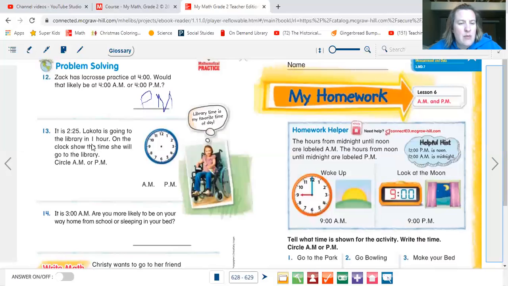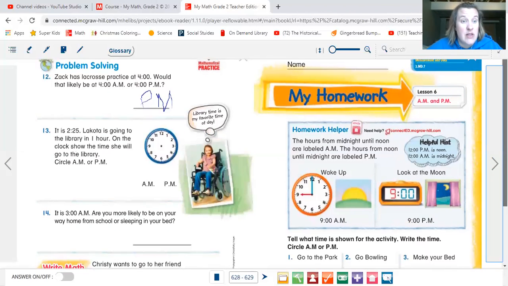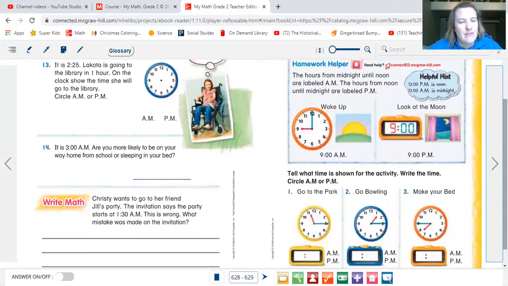Lakota is going to the library in 1 hour. On the clock, show the time she will go to the library. So what's an hour later than 2:25? Then circle AM or PM. You can also tell that this was written pre-coronavirus because Lakota was able to leave the house and go to the library.